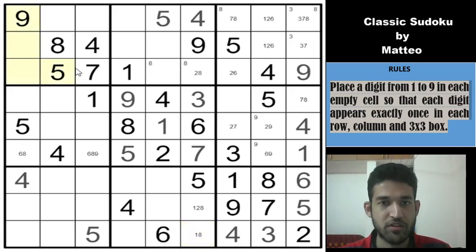Okay, so in box 1 can only be in 2 cells, this cell and this cell. So the candidates in row 1 column 3 and row 3 column 1 are 2, 3 and 6. Okay.